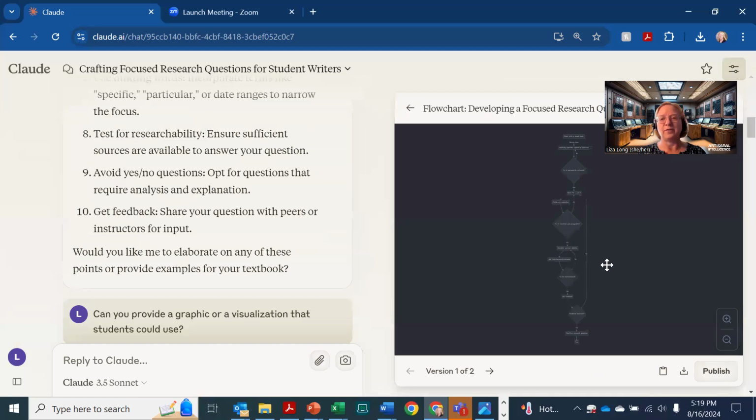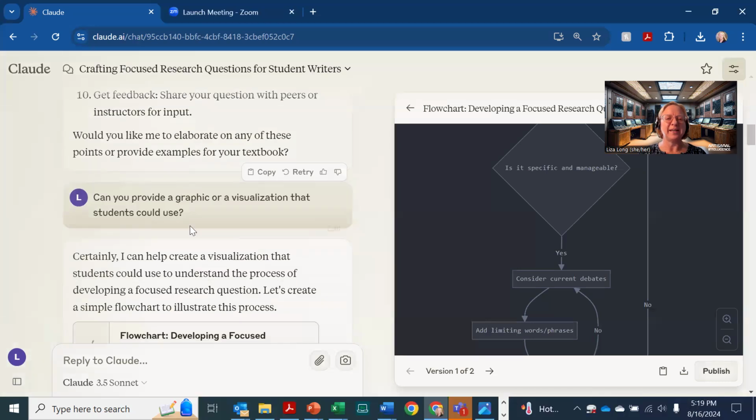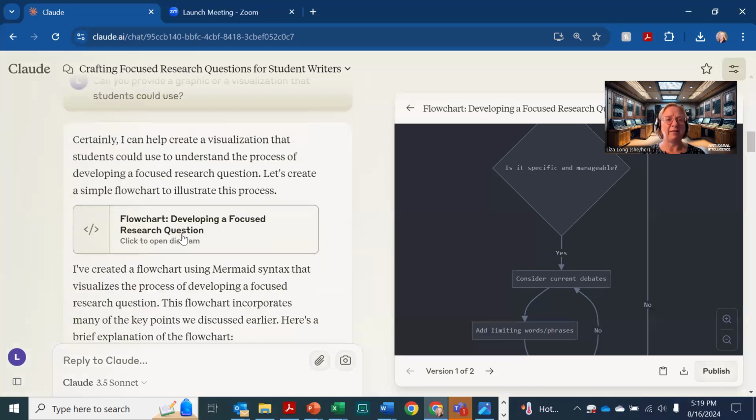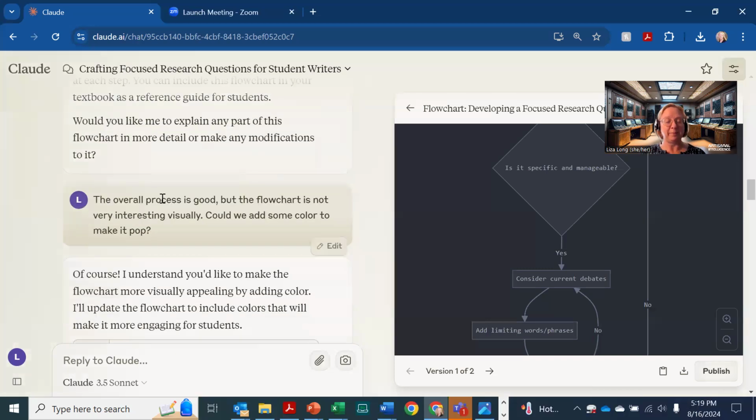So it created this flow chart. All right, ugh, right? It's just not particularly helpful. It is accurate though. If you zoom in, you can see that it's a good flow chart. So I looked at it and I was like, well, that is the most boring thing I've ever seen. Can you do better? So I kept chatting with it.